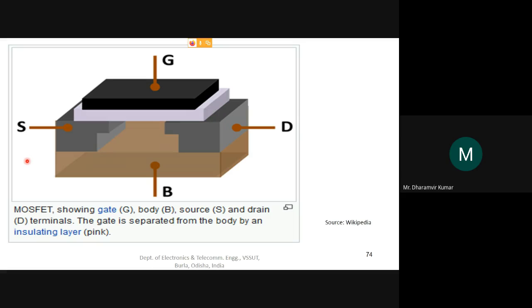Again, this is one more figure that shows that particular device, MOSFET. This is showing the four terminals clearly. Look at here, this is the source region. This is the drain region. And this is the MOS region. So this is particularly metal, this is oxide, and this is semiconductor. So this particular is the MOS region here.